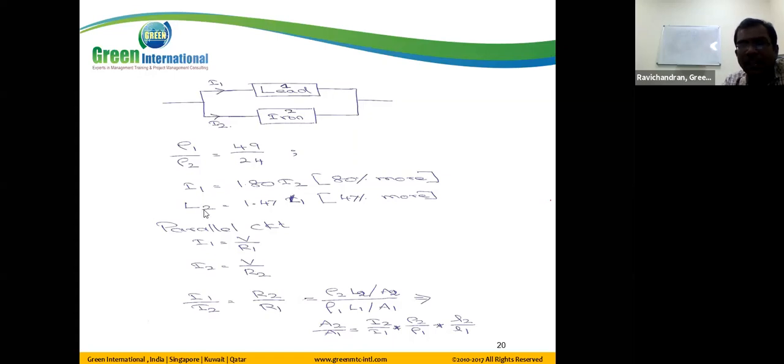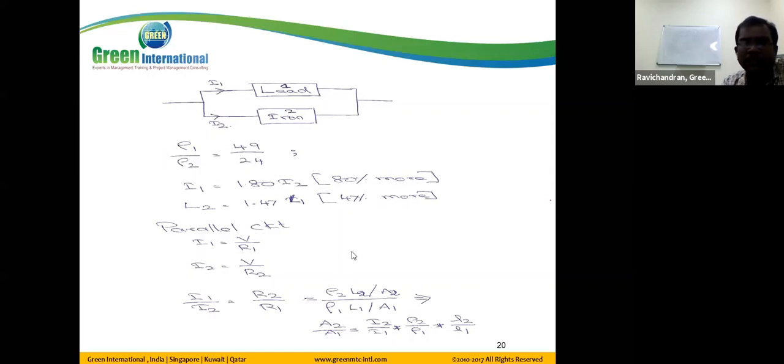And the length of the iron wire, they mentioned that as the latter. So latter means iron. So L2 is equal to 1.47 times L1. That is 47% more. That's why I wrote 1.47.